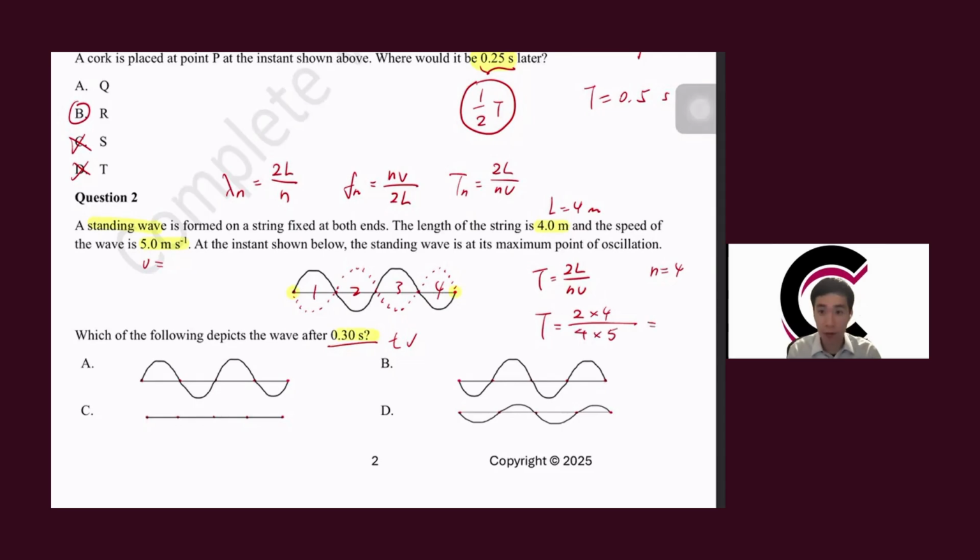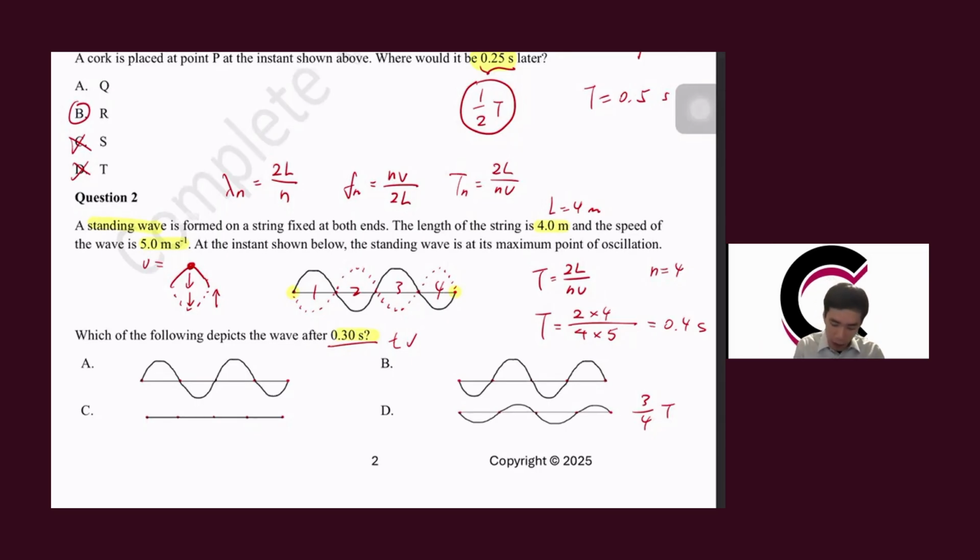And this becomes a very easy question to solve. That's 0.4 seconds, and 0.3 out of 0.4, the fraction is 3 out of 4 of this period. So if you think about, let's say, a particle at the first loop, at the very top, the particle is right here. It takes a quarter of a period to move down to the equilibrium position. It takes another quarter of a period to move to the bottom. It takes another quarter to move back to the equilibrium position.